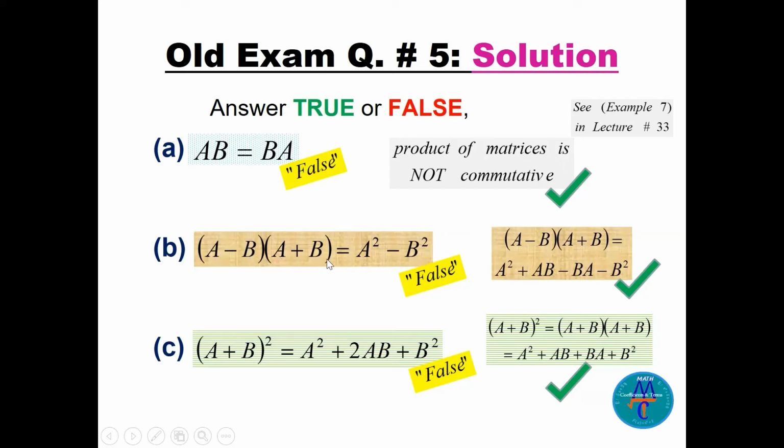A minus B, A plus B is equal A squared minus B squared, not correct. Because A and B are matrices, remember. Now when you multiply these, you will get A squared plus AB minus BA minus B squared. Remember, these two are not the same from part A. So that's false, this is true. This one also, A plus B squared, that's false. The correct one is A squared plus AB plus BA plus B squared. And these are not the same because part A is not commutative.